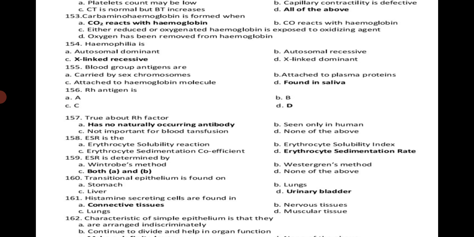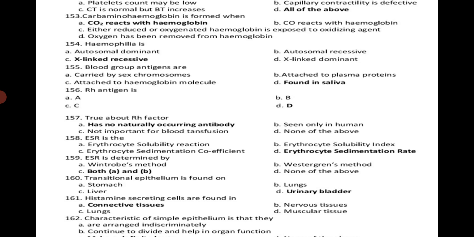Then question number 155, blood group antigens are found in saliva. Option D is the answer of it. Rh antigen is D. Option D is the answer of it. Question number 157, true about Rh factor. Against Rh factor, there is no naturally occurring antibody, found in the rhesus monkey. So the name is given as Rh factor. Option A is the answer of it.